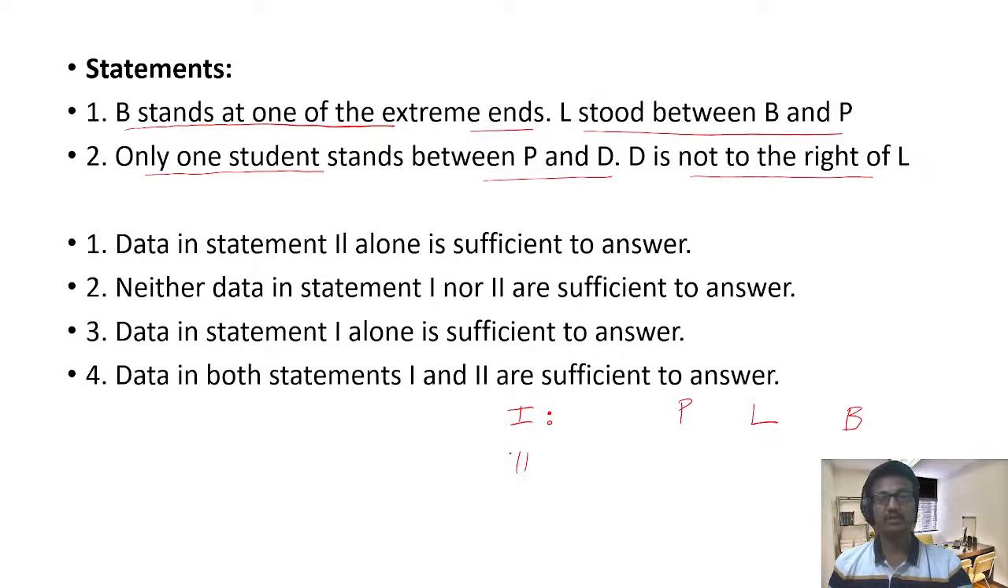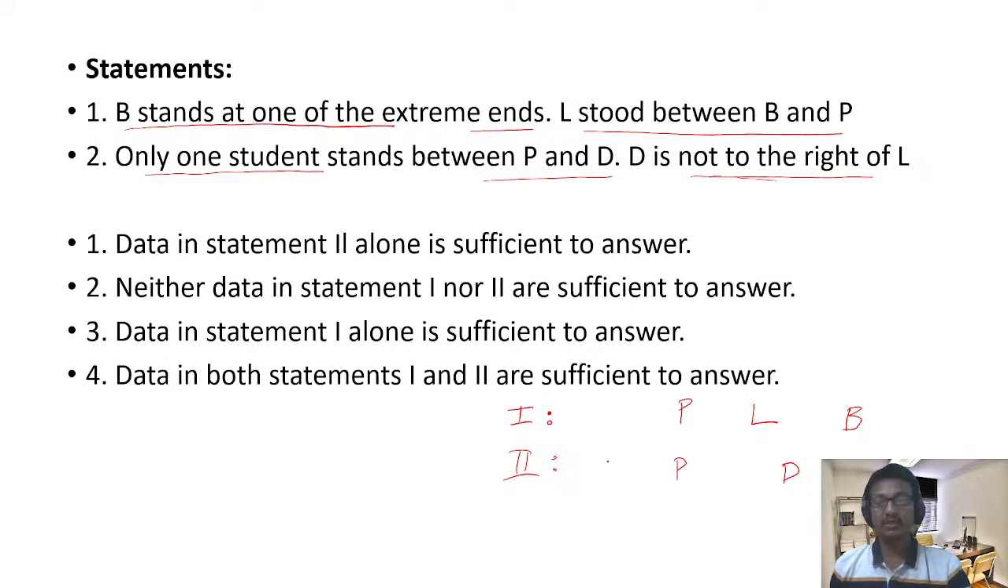Now let us look at whether statement 2 alone provides the answer or not. Only one student stands between P and D. So between P and D, that means P, D, there is only one student he is saying. Who is that one? He has not given. Who is to the left of R? There is no mention of R in this. Yes or no? So statement 2 alone also cannot give you the answer.